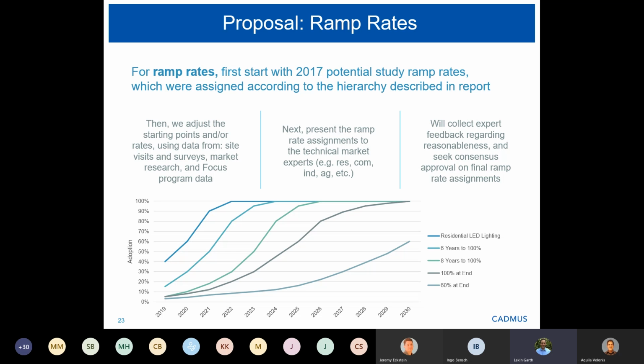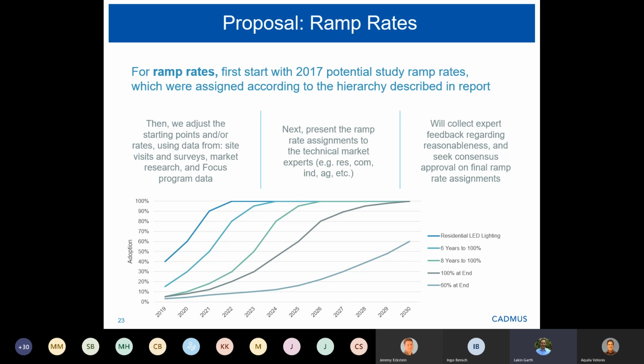And so our proposal for ramp rates in the current study is to first start with the ramp rates we had in 2017, and those were assigned to measures based on the hierarchy that was described in the report. And so we're going to start there, but then we're going to adjust the starting points for measure ramp rates using primary data. And so those data might be from site visits, surveys, market research.